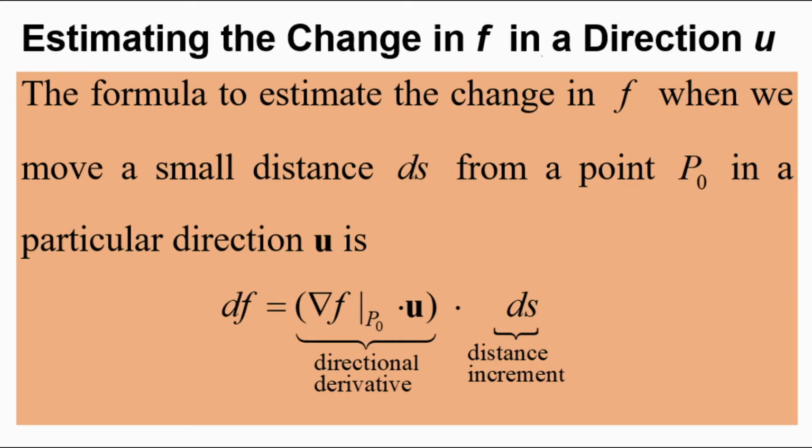We once again write the same thing. Estimating the change in f in a direction u is obtained by the formula below. The formula to estimate the change in f when we move a small distance ds from a point p naught in a particular direction u is df is equal to directional derivative times distance increment, where directional derivative is grad f evaluated at p naught dot u and distance increment is ds.